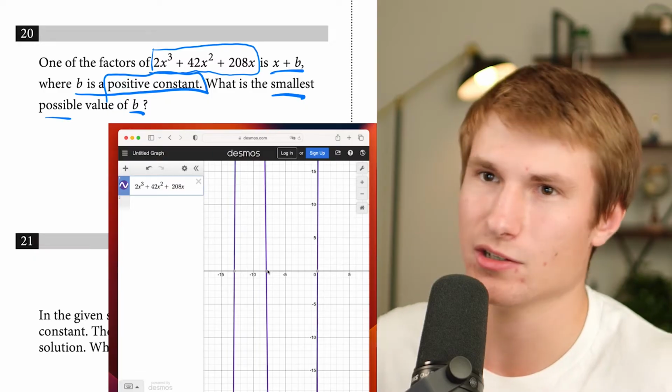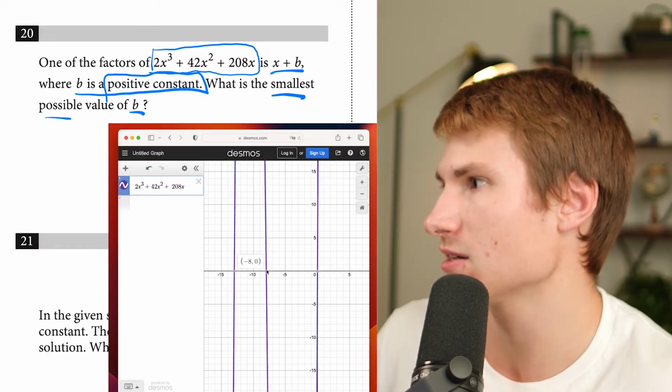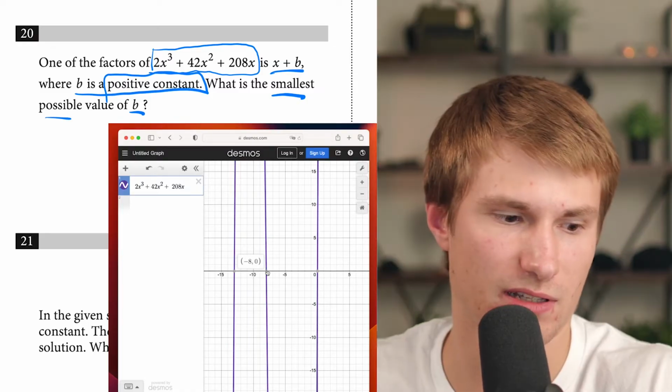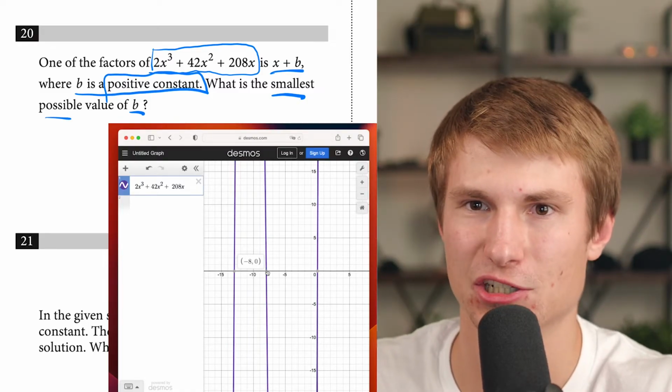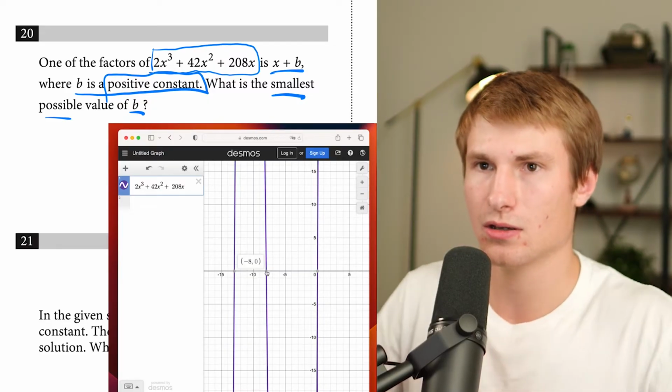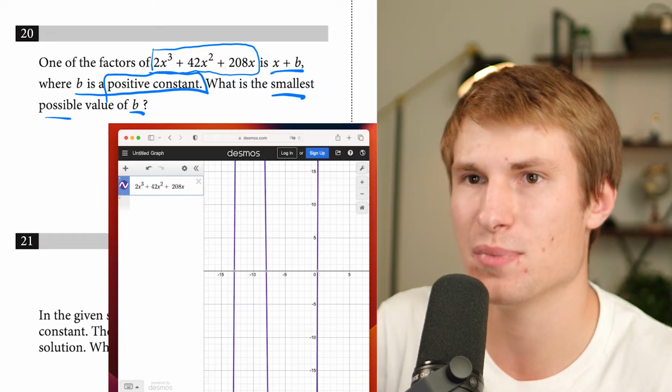Okay, we can triple check it. 2x cubed plus 42x squared plus 208x. Yep, okay, it looks good. And this is really because my keyboard is dead right now. So it's catching some keys and not catching others, which is why it was so messed up.